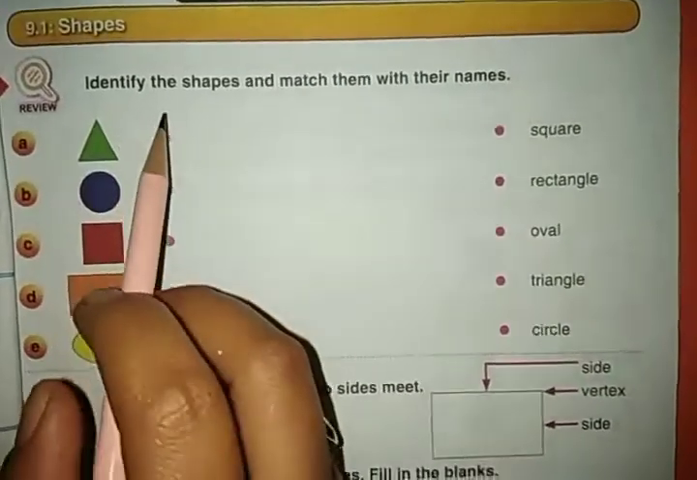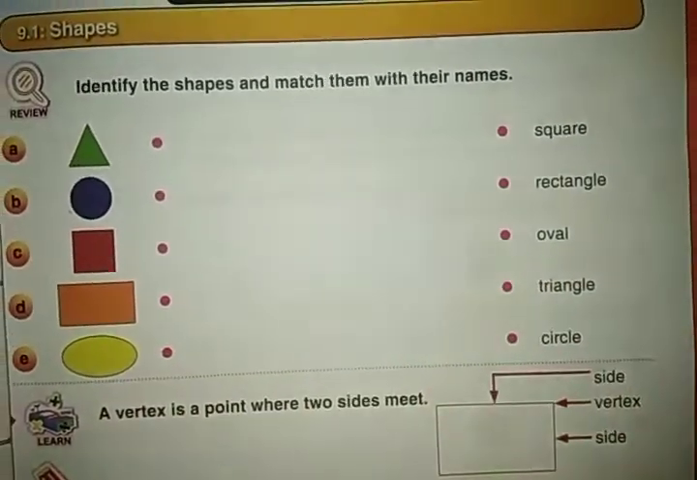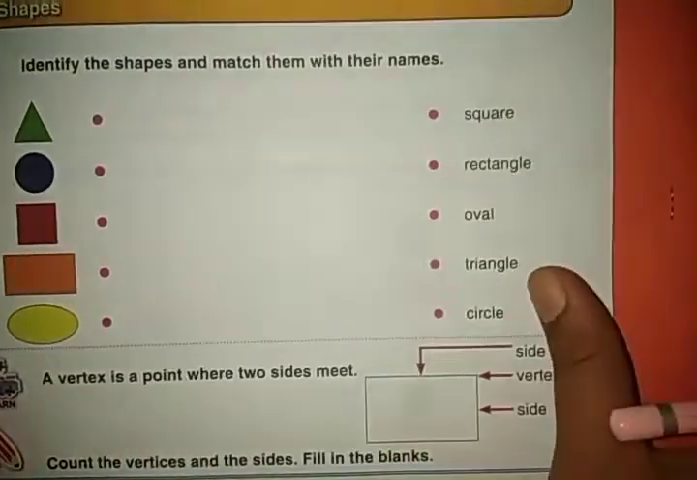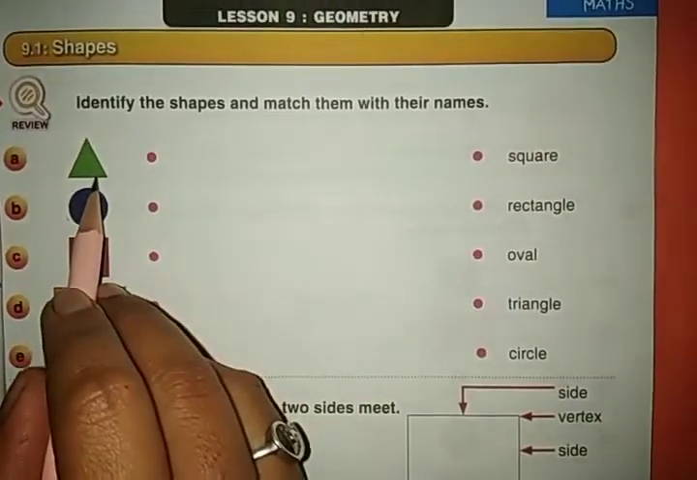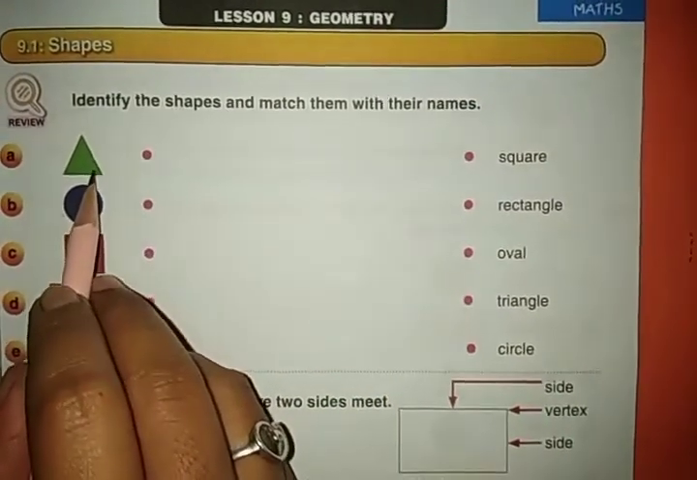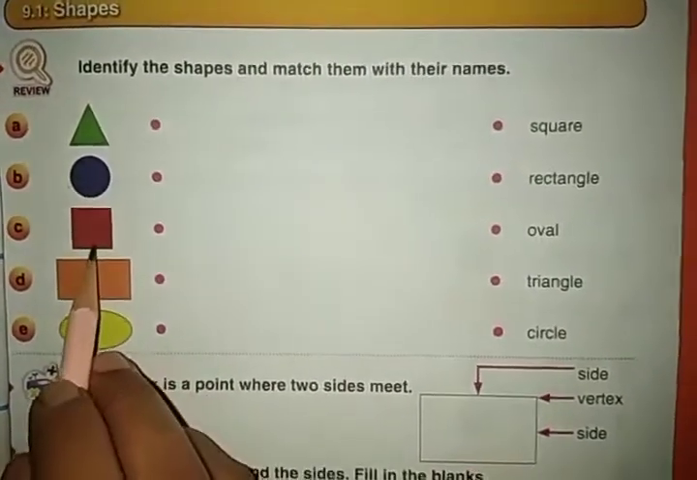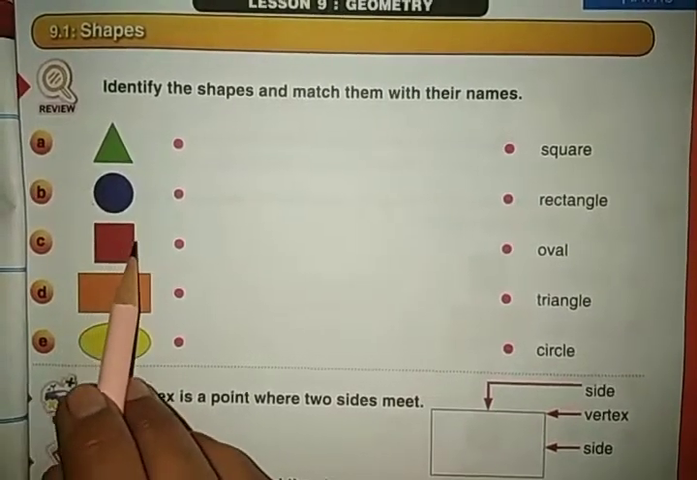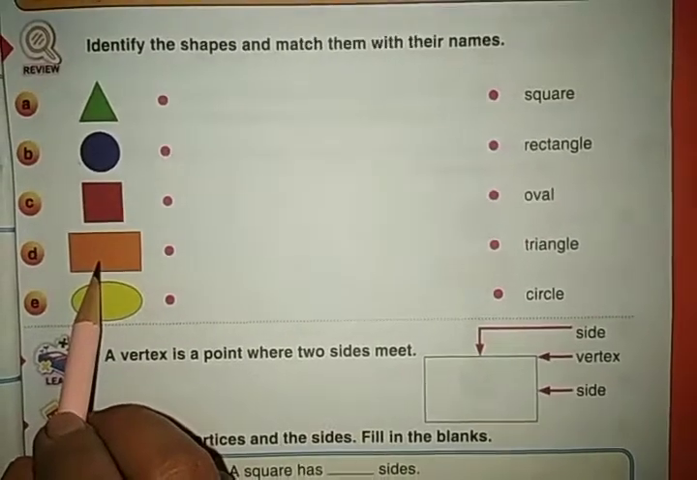See here, children, in the last class, in first standard, you have learned about names of the shapes. Yes, can you identify these shapes, children? This is a triangle. Yes, this is triangle. This is circle. This is square. Square has all four sides equal in length. Yes. And this is rectangle.